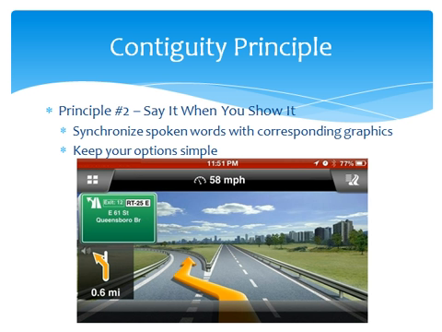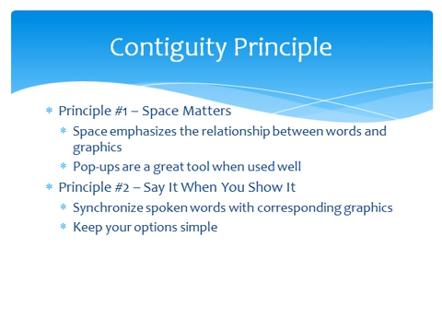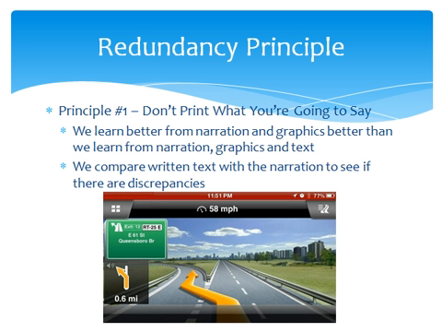So as we take a look at that final exit before we go to part 2 of this journey, we want to review contiguity. We talked about space and how to use them, and that significant relationship between the space of words and graphics. How pop-ups are a great tool as well. It's also important that the words themselves, when we speak them, correspond with the graphics that we use, and we keep them simple. Now, as we take a look at the second step along the way, is redundancy.